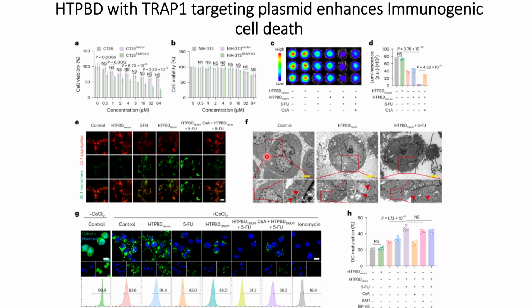In the TEM images, for the control case they do not see cell death, but for HTPBD TRAP1 they can see some cell lysate, and similarly for HTPBD TRAP1 plus 5FU they can see some cell lysates that are marked by the red arrows.